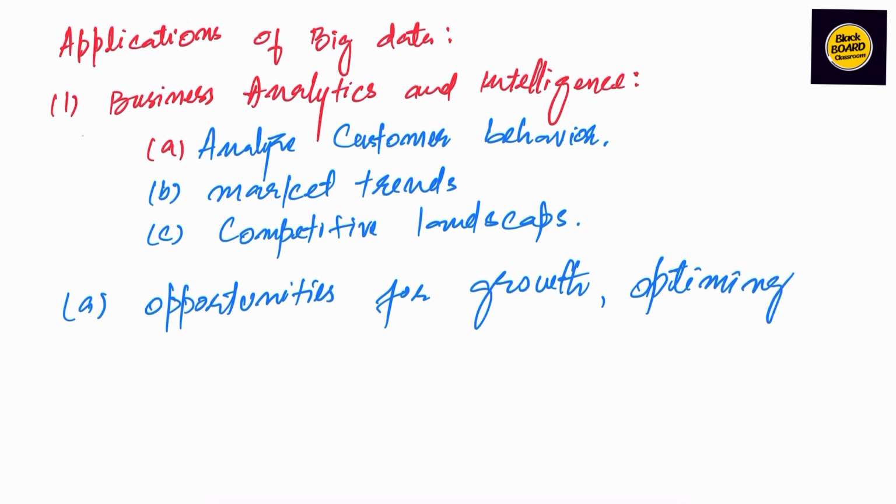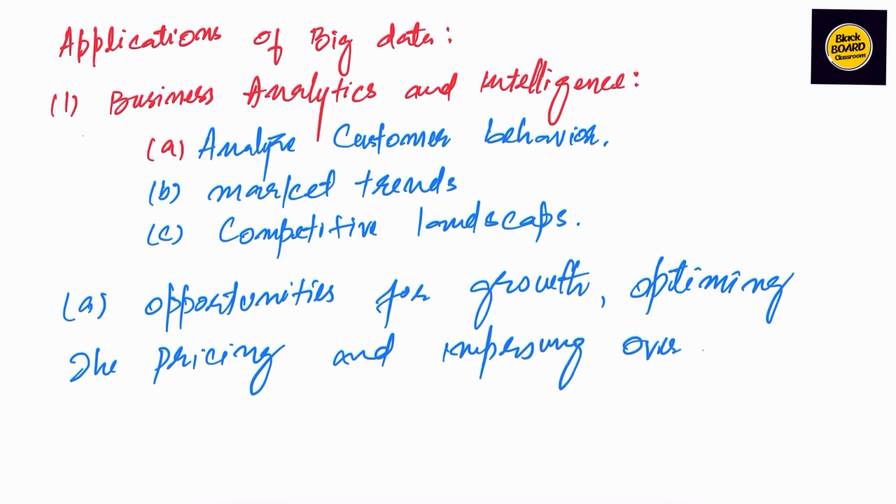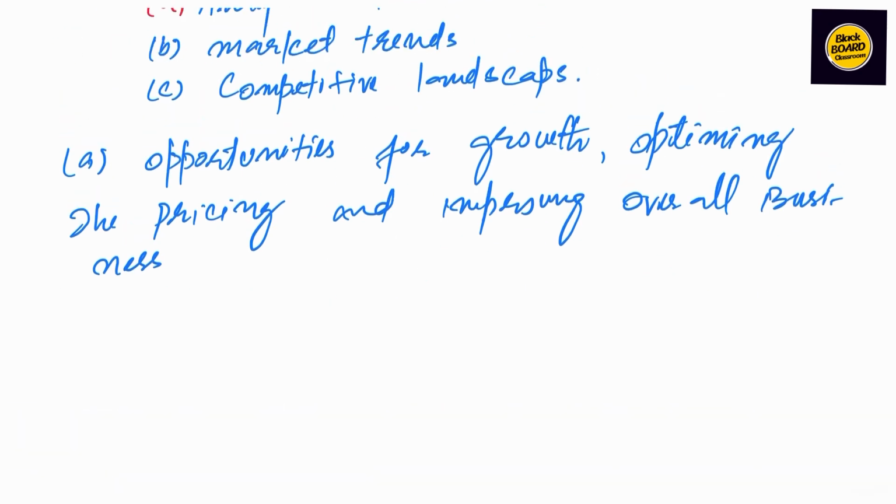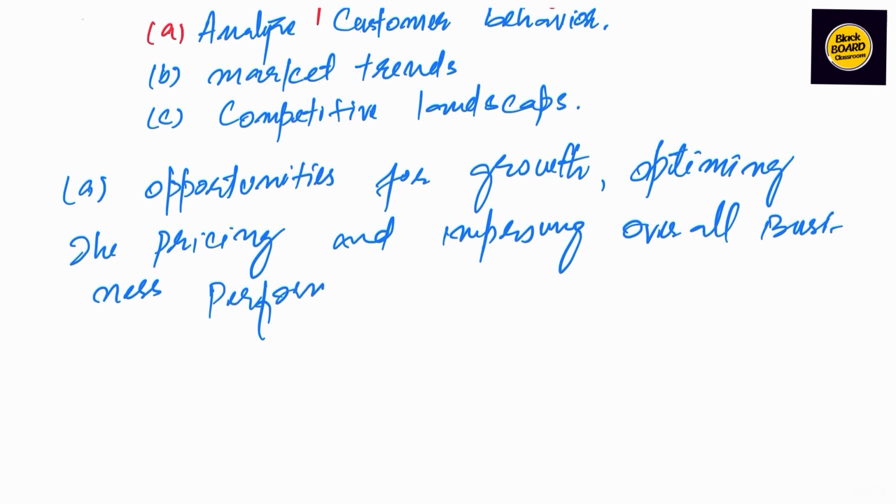optimizing the pricing, which is again very important in terms of the business, and improving overall business performance. Business performance is part of the analysis and analytics area of big data, which helps in understanding the overall performance of the business, and it also helps us in understanding the customer insights.